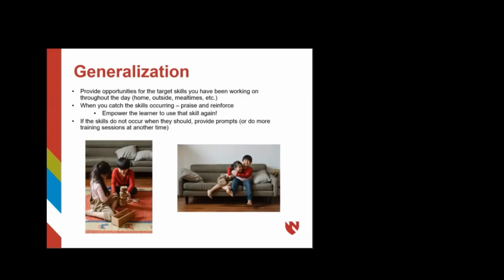And then if we do see that the skills are not occurring when they should, if there are natural opportunities for those social skills to be used and that individual is not engaging in them, that's an indication that we need to provide some prompts potentially and provide some more support to that individual, or that we need to do more training sessions at a different time to continue to practice that skill.